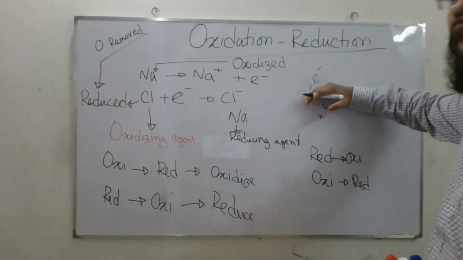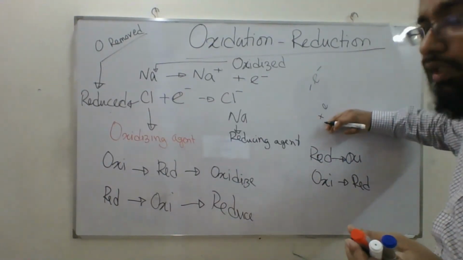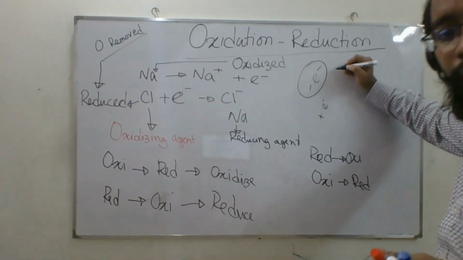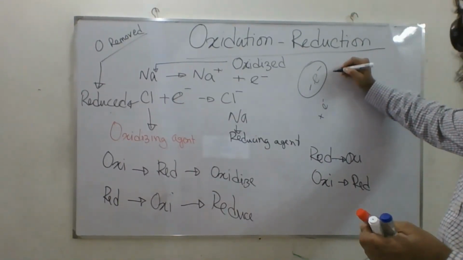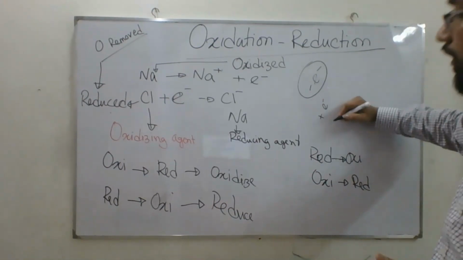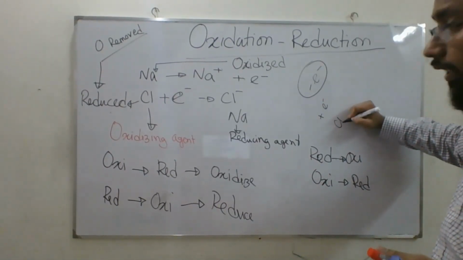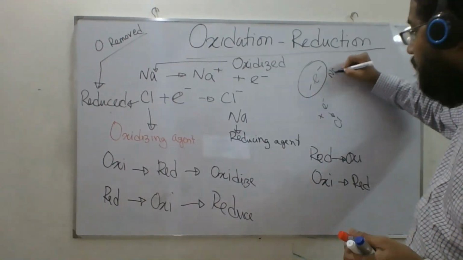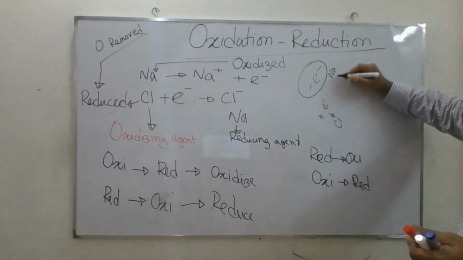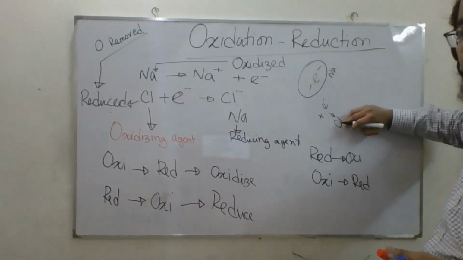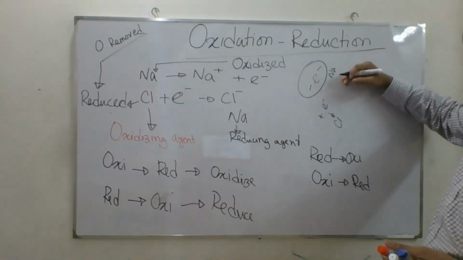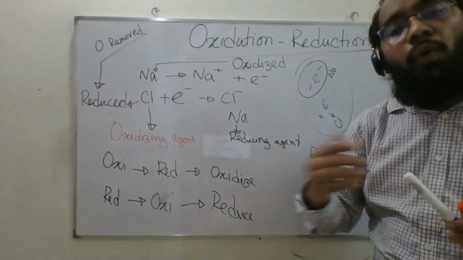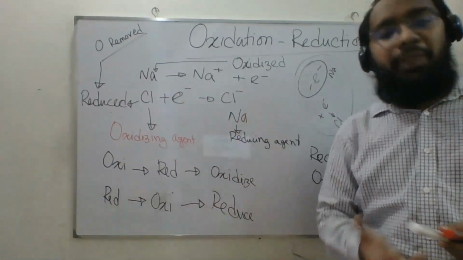If there is somebody who has the ability to accept this electron, then we can say that sodium gets oxidized. Without this donation of the electron, chlorine cannot get reduced. Again, without the acceptance of this electron by chlorine, sodium cannot get oxidized. So to oxidize sodium, chlorine is necessary. Again, to reduce chlorine, sodium is necessary. So that means this process basically depends on one another. It cannot happen independently.